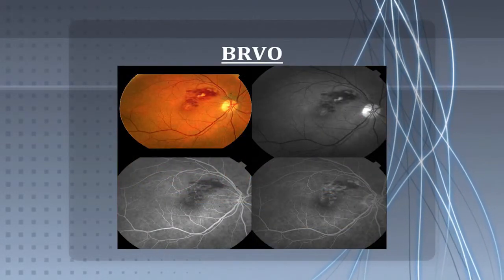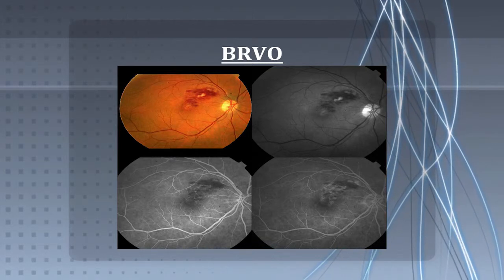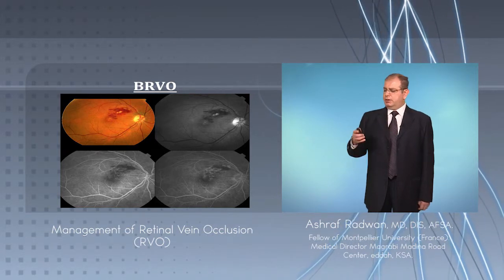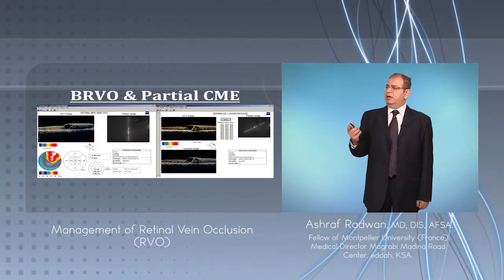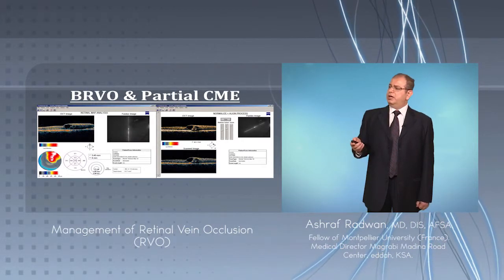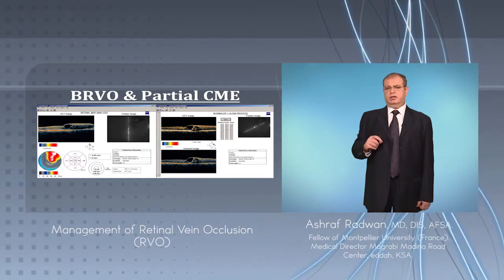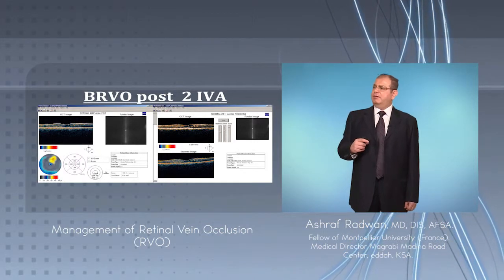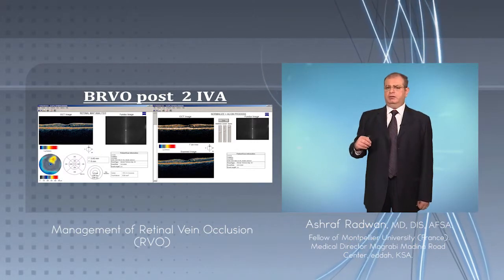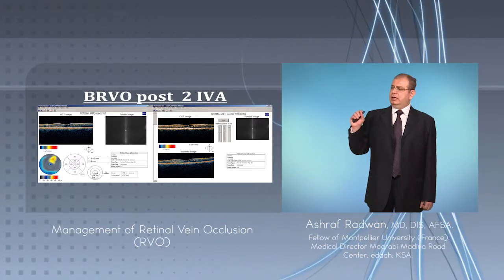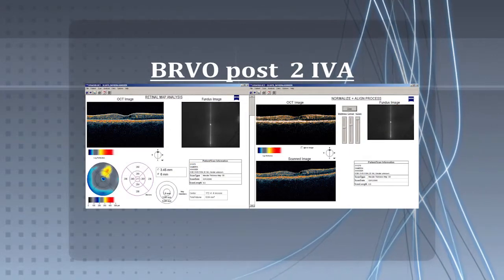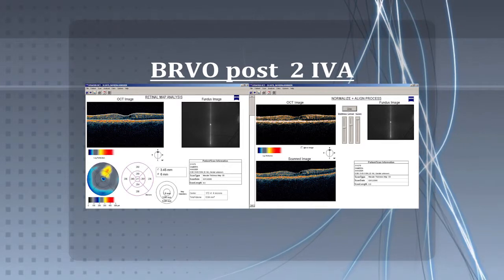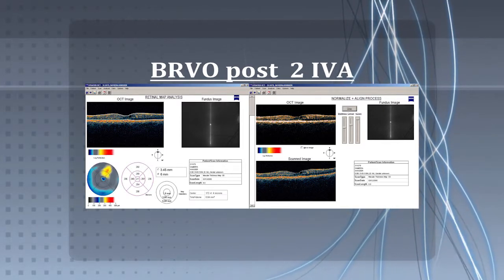Here is another branch retinal vein occlusion, a very small superior temporal branch retinal vein occlusion, but associated with a partial cystoid macular edema. Let us see with the OCT. Yes, it is very clear. We can see and we can measure how many microns the thickness of the foveal cyst is. And this is after 2 intravitreal anti-VEGF injections. We can see there are remaining very small microcystic spaces in the fovea that can be solved with a third injection or with a few shots of focal laser over this area.